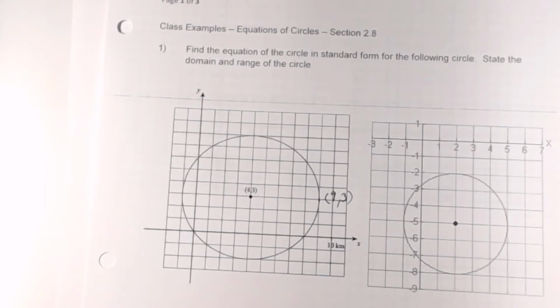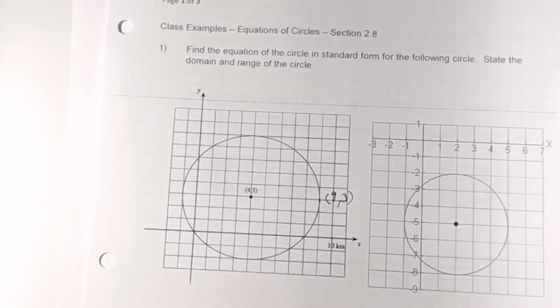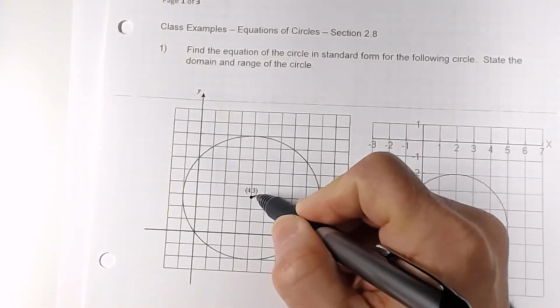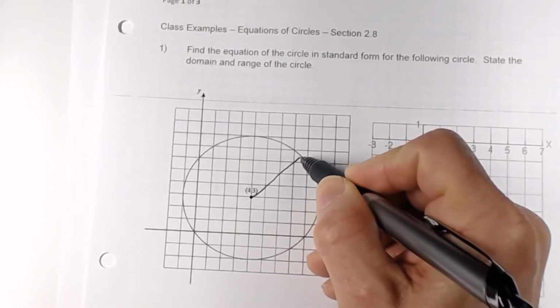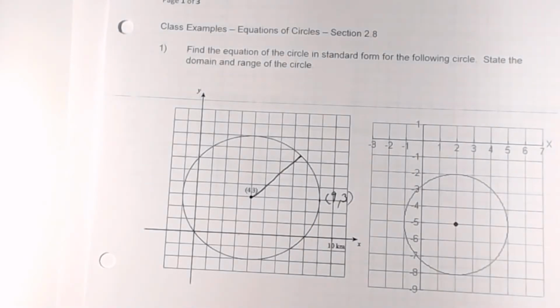Okay, now let's talk about the radius. The radius is the length from the center to a what? A point on the circle. And how many radii does a circle have? An infinite number, right? So this right here that I just drew, that's a radius. That's one of the radii. But that's not the one you're going to use to determine the length.